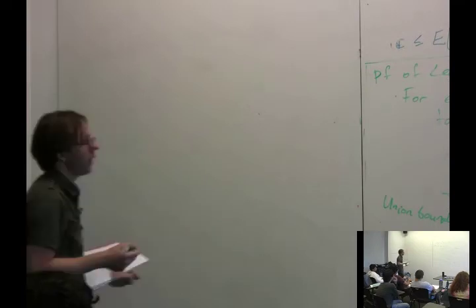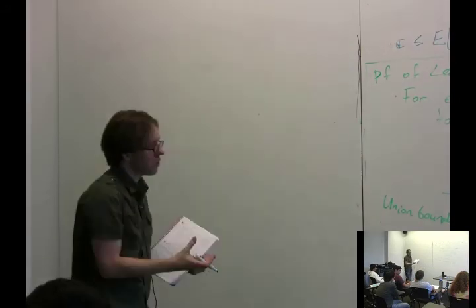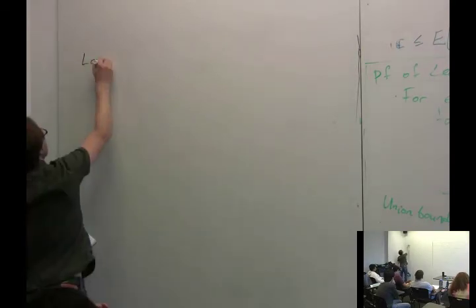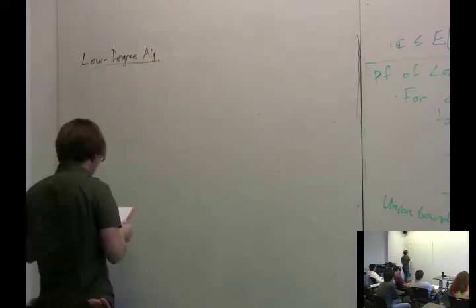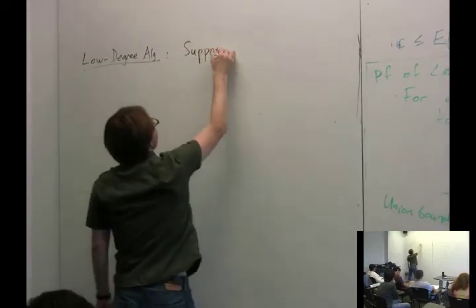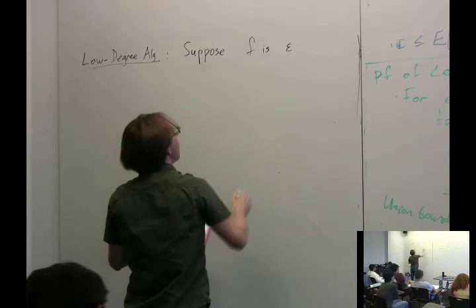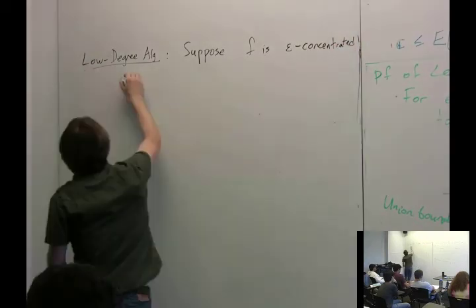Without that algorithm, or if you don't have query access so you can't run that algorithm, for the most part the best thing you can do is hope that if you take script F to be all the low degree monomials, that would work. And that suggests what's called the low degree algorithm, due to Kushilevitz and Mansour. It's an immediate corollary. Suppose you know that F is epsilon concentrated up to degree k.